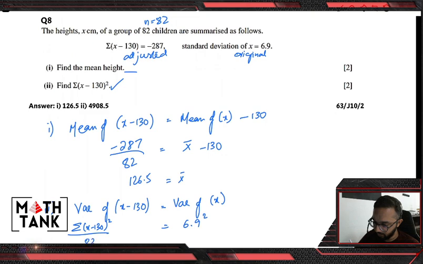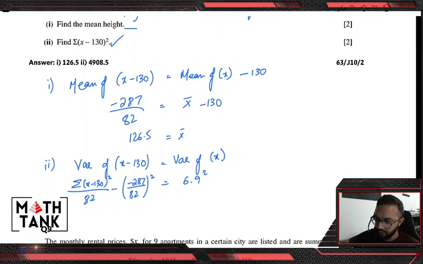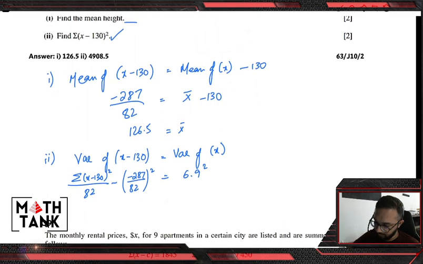Divide that by 82 minus, I'm going to use the adjusted mean here. So that should give me the answer then. I'll add first 6.9 squared plus 287 divided by 82 squared into 82. So that gives me sum of x minus 130 squared as 4908.5.